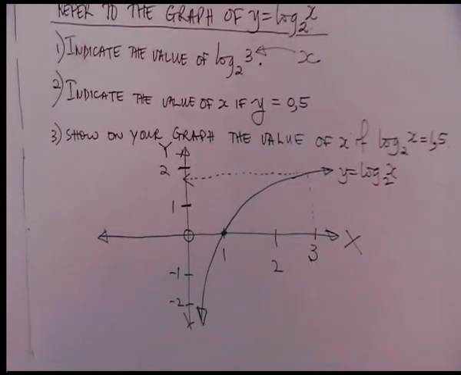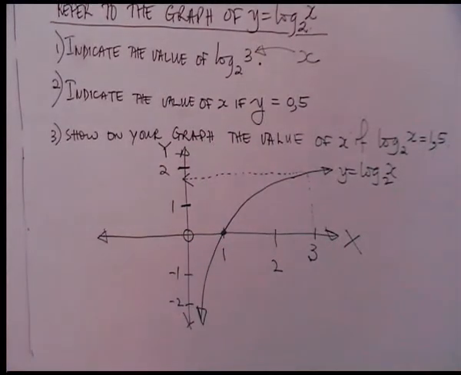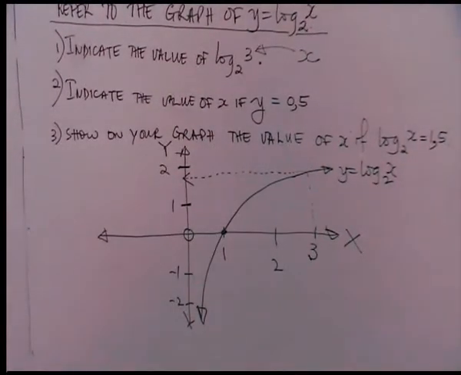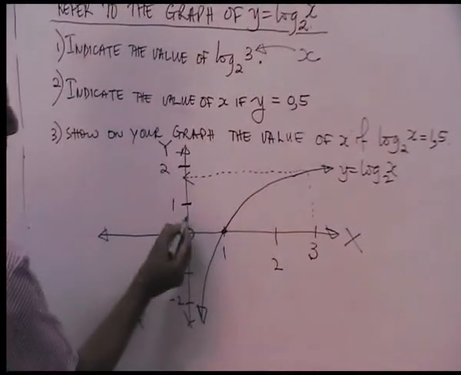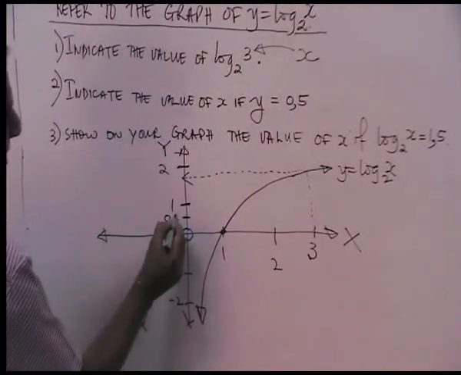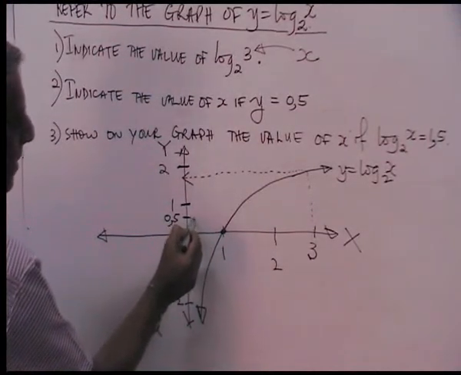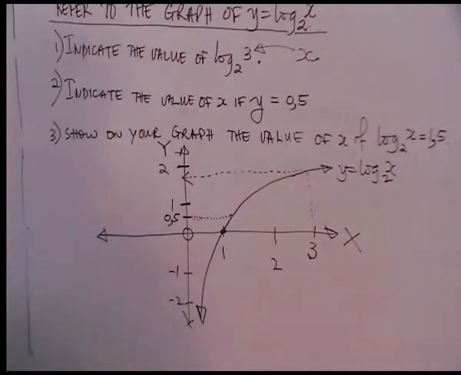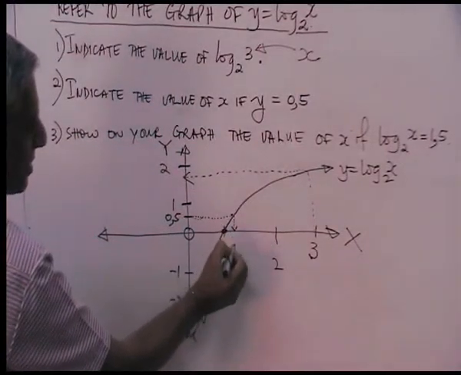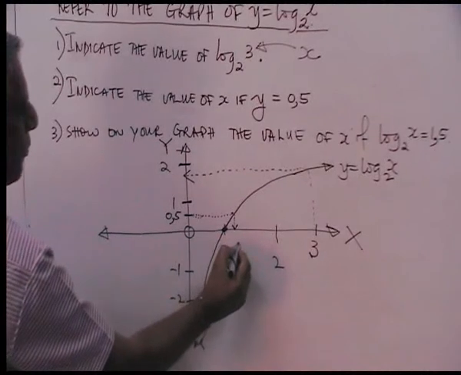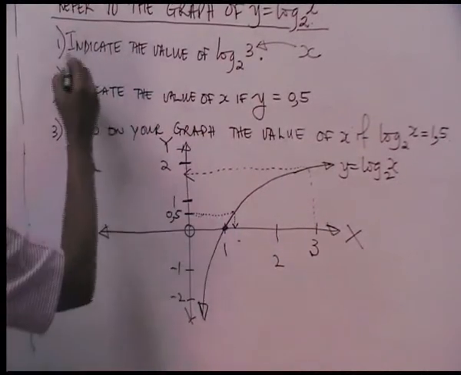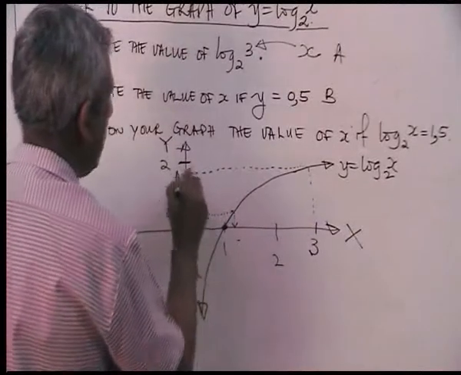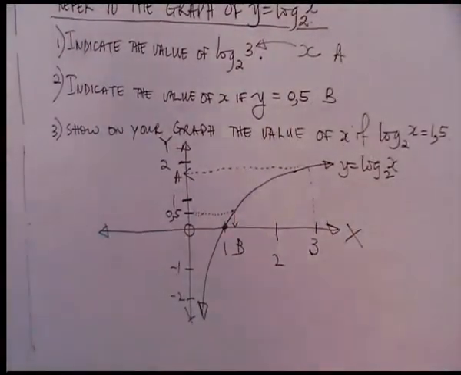Second one. Indicate the value of x if y is equal to 0,5. Well, this time I'm given the value of y. y is 0,5. So there's 0,5 here. I will go to the graph there like that, and then go down towards the x-axis, and say, well, that is where the solution is. Let's say we call this A, and this is where we will write down B to indicate where the solution is.